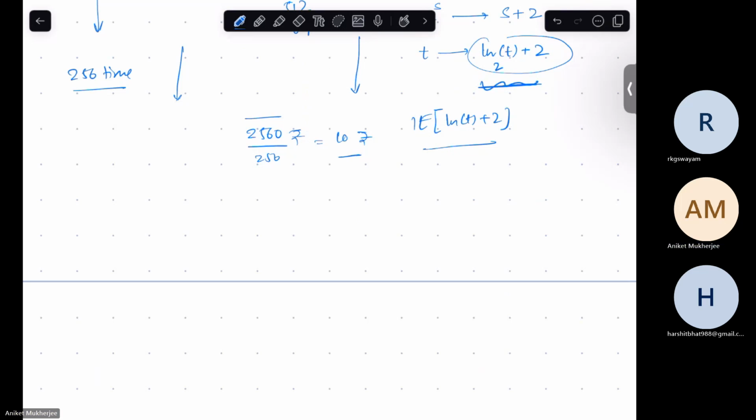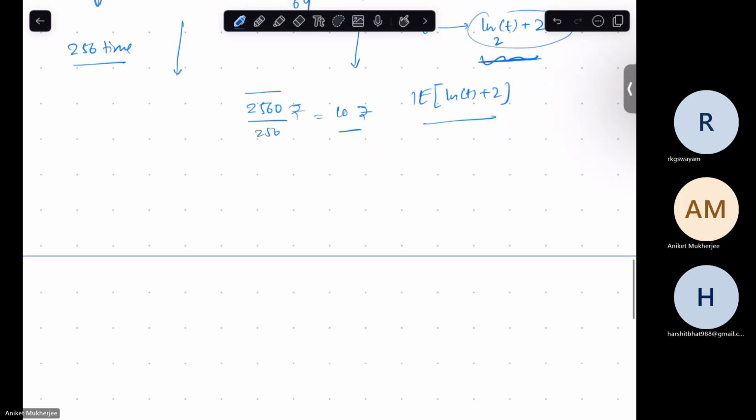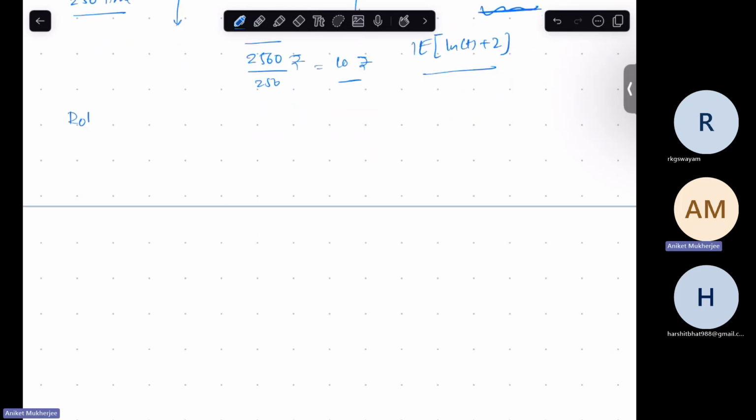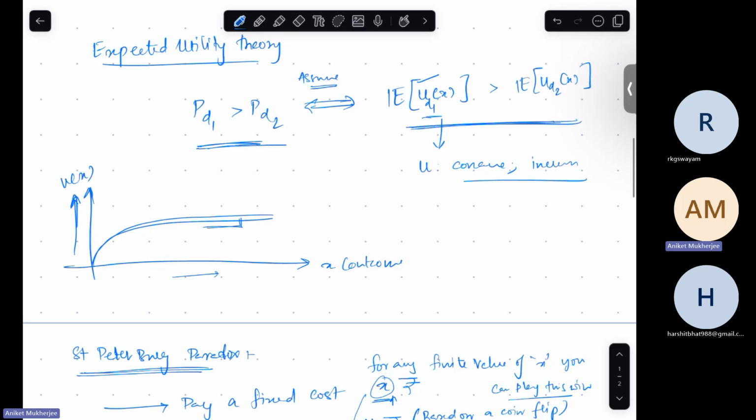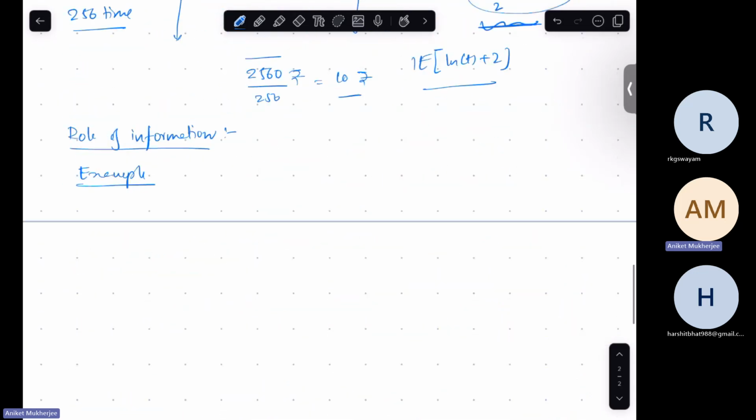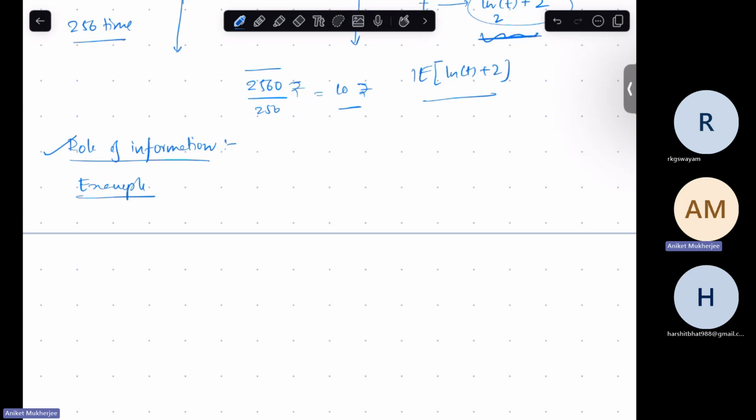Okay. So next, I'll be going into the role of information in the system. How does the role of information affect your decision making, right? So I'll give an example. Today we'll just deal with two examples, one for risk that we have seen here, and one for the role of information.